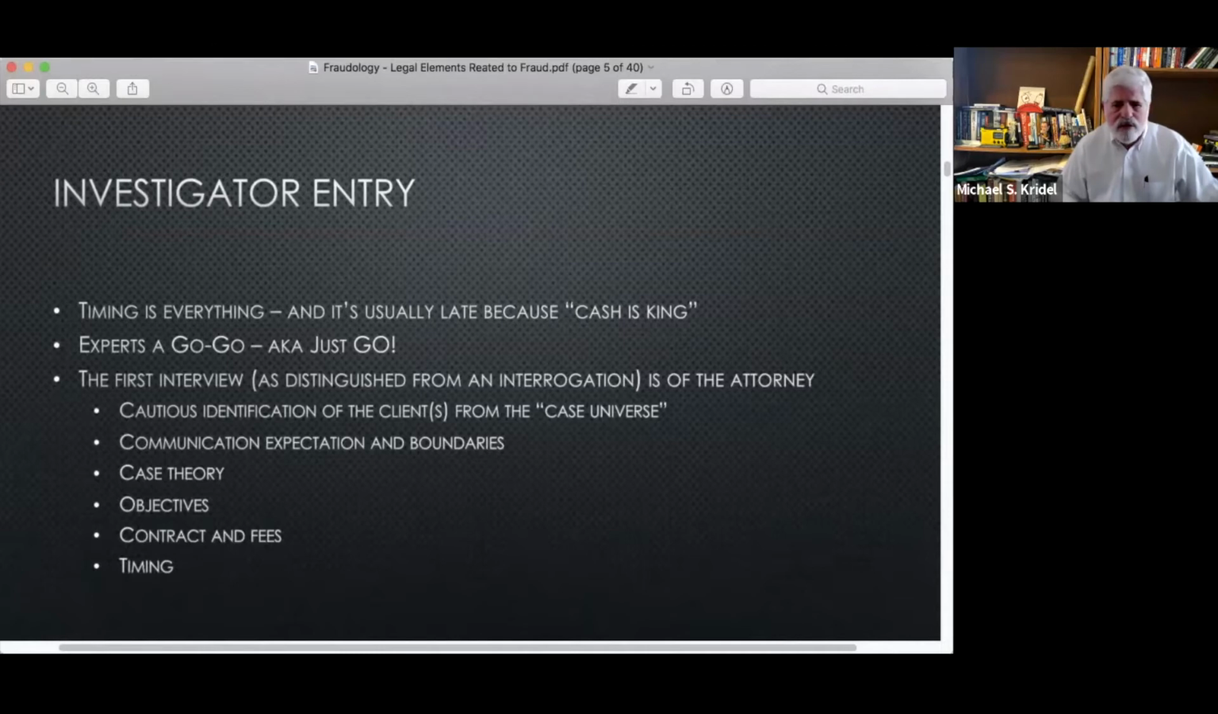So the beginning point for anybody who belongs to ACFE is pretty much your entry into the issue before the courts. Timing is everything, and it's typically late because attorneys, particularly in the current economy and the economy as it has been for the past several years, are waiting later and later into the progression of a case to retain an expert in order to save clients substantial expenses for as long as possible. It also helps attorneys get paid along the way because there's not a second professional being paid. So it is literally experts a go-go.